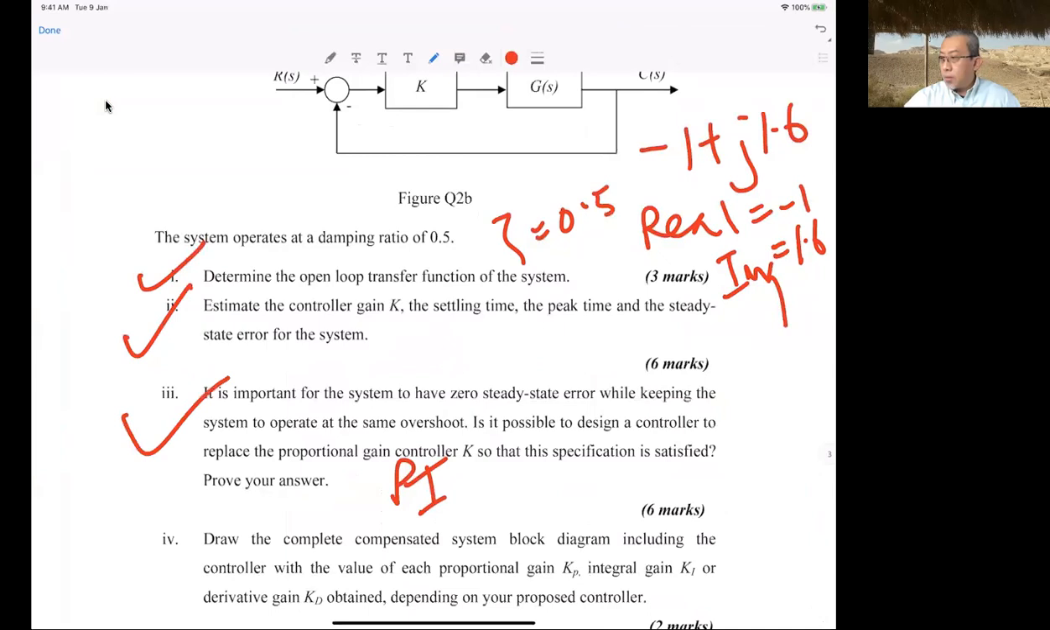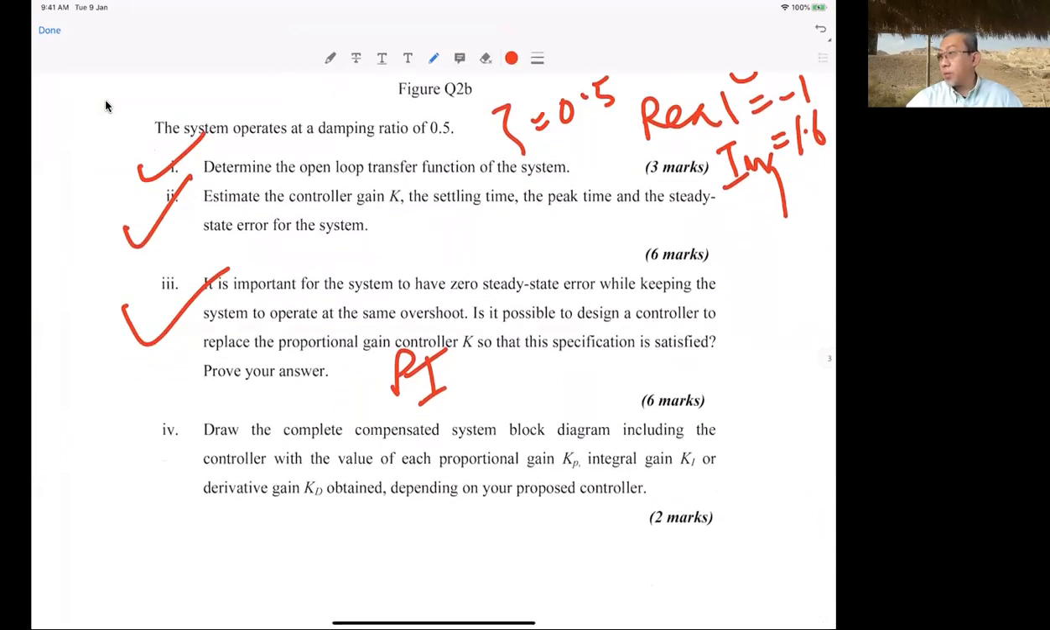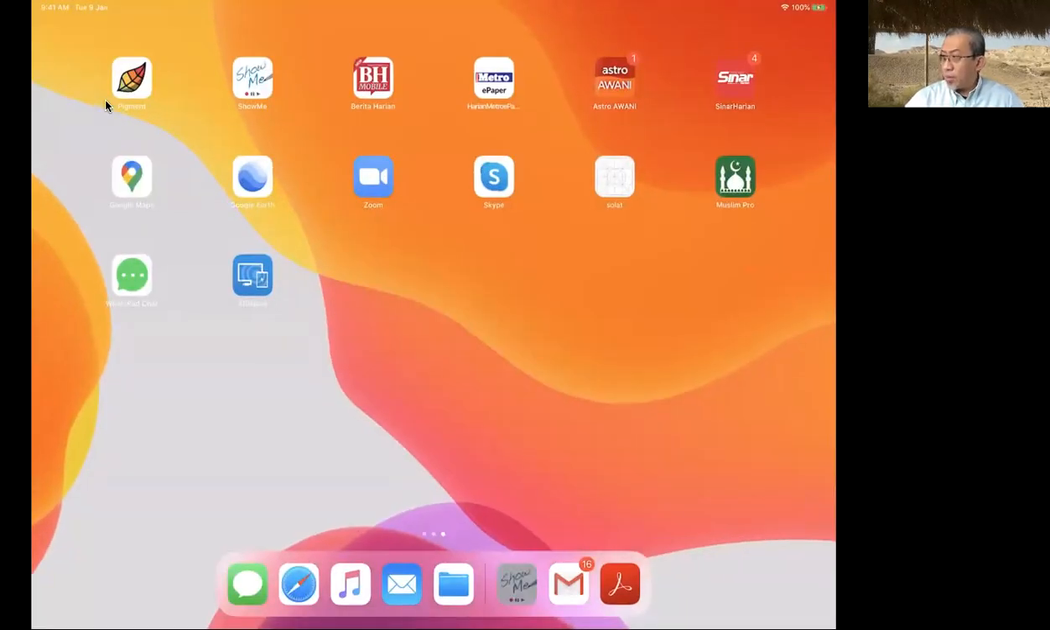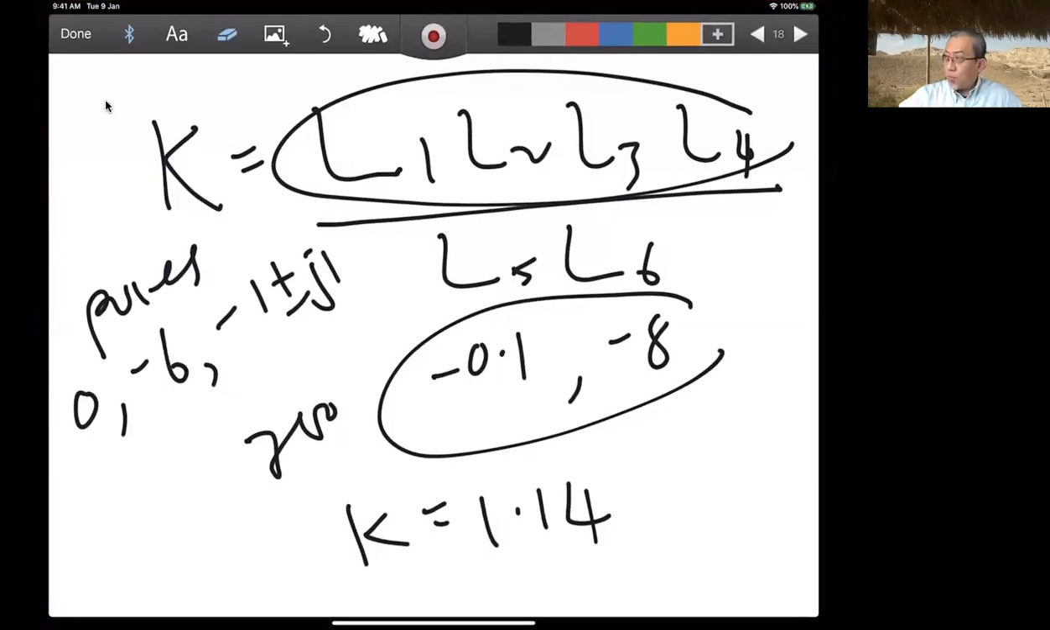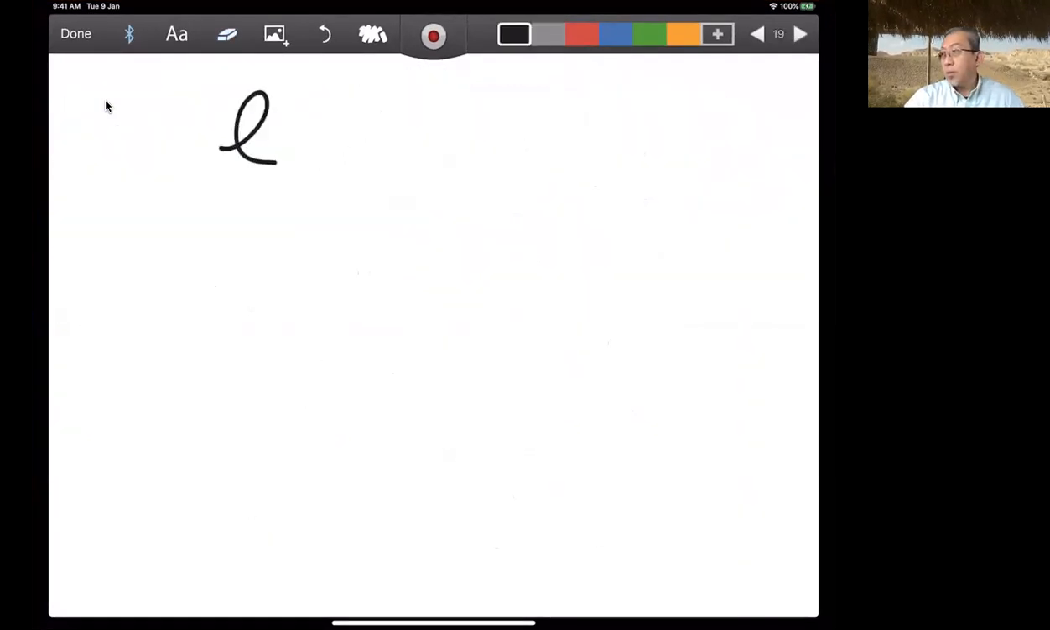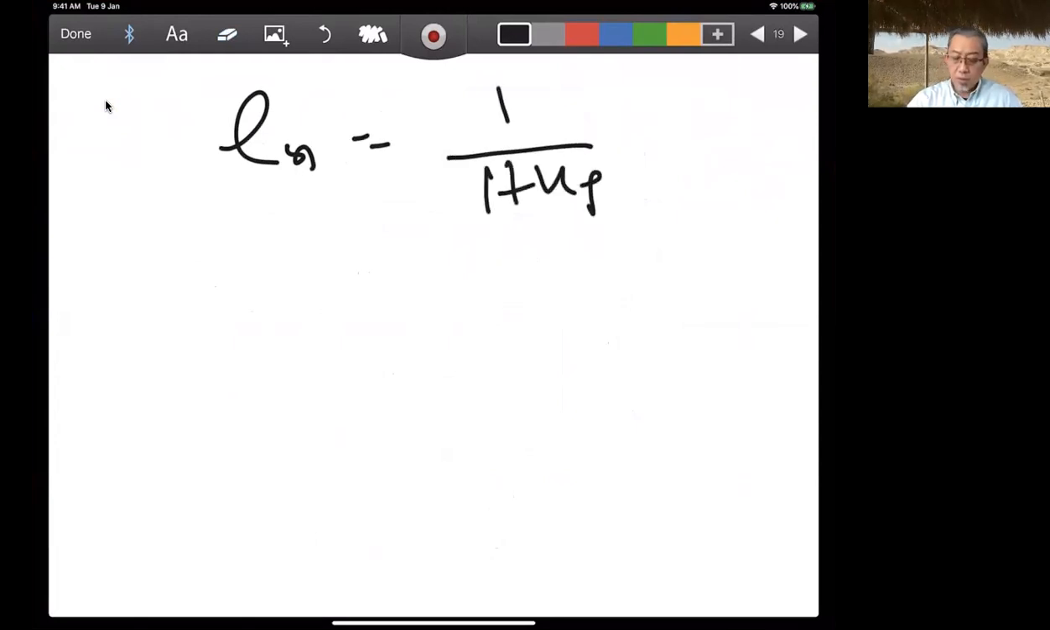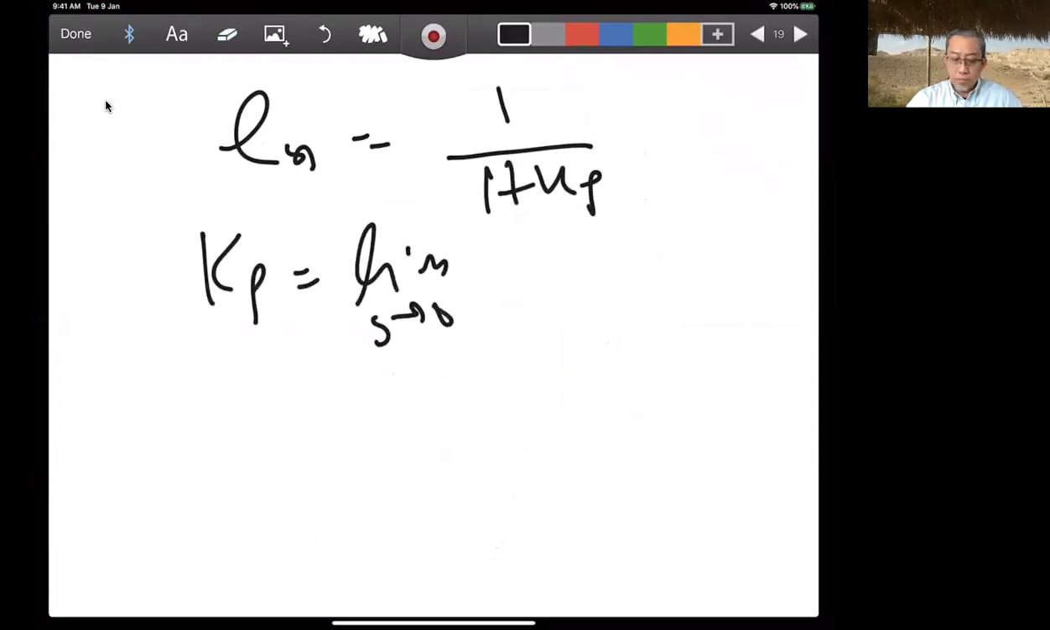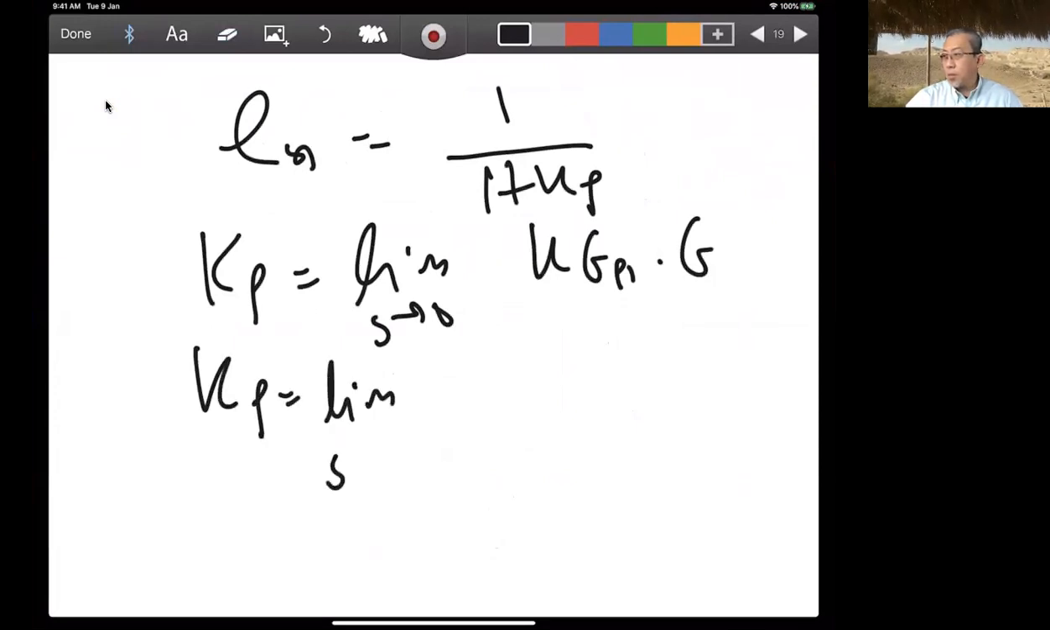Okay, so draw your zero steady state error. So we have to prove that the steady state error is equal to 0. Therefore, ESS is equal to 1 over 1 plus KP. KP is equal to limit S to 0 of K GPI in G.